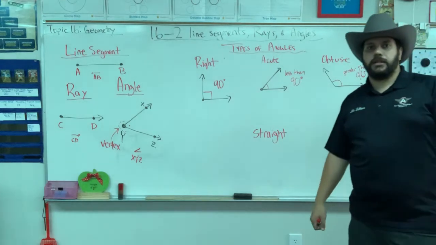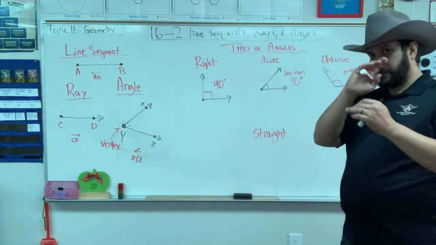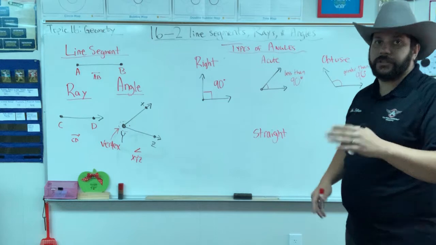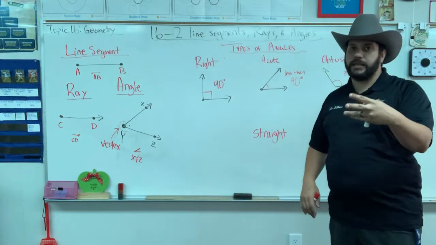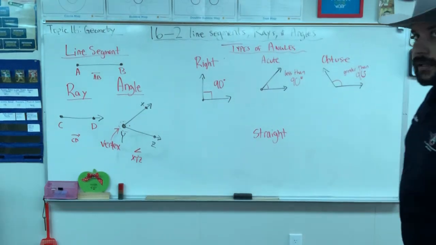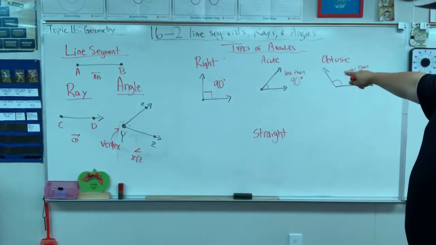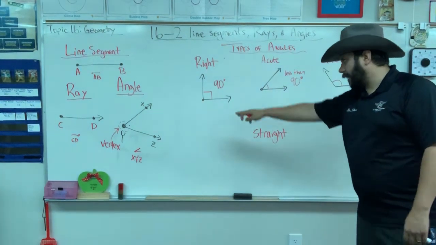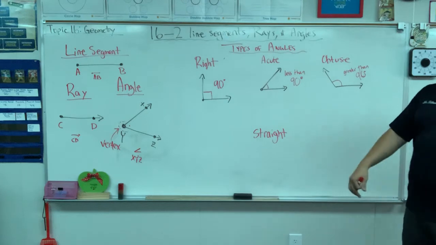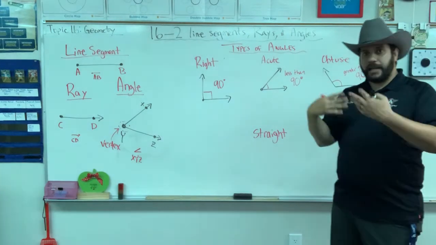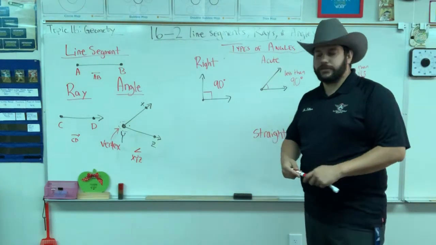For this section, a lot of times you won't be given the actual degrees of the angle, you're going to have to kind of eyeball it and determine which one it is. But it's very obvious that this is smaller than that, and that is larger than that. Okay, so if you can tell just from the eye test, that's what it is.